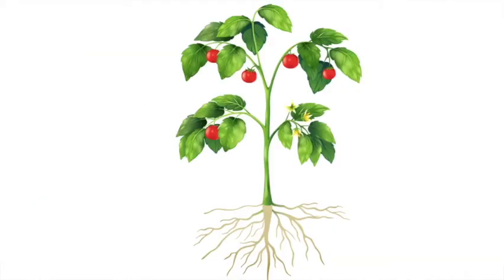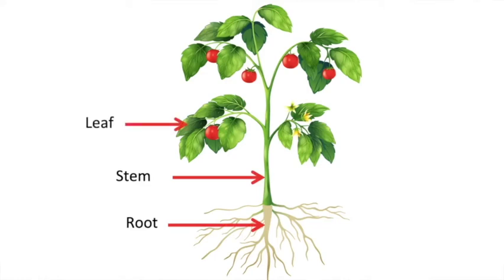Plants are living organisms. They have different parts called organs. Each organ has a specific function. The parts of a plant include roots, stem, leaves, and the flower. These organs work together to enable the plant to carry out its life processes.